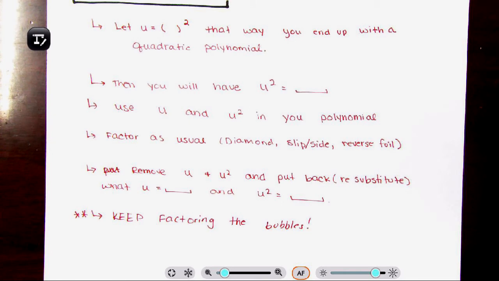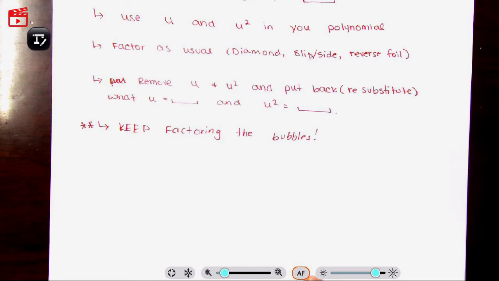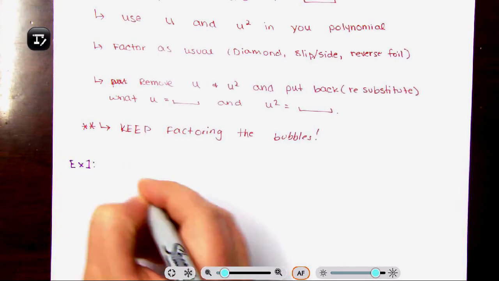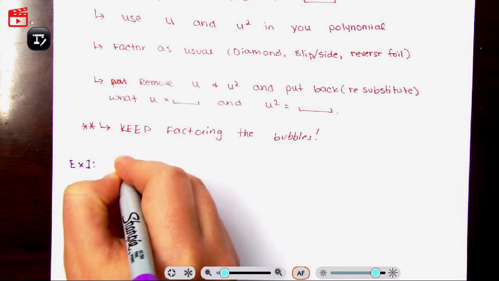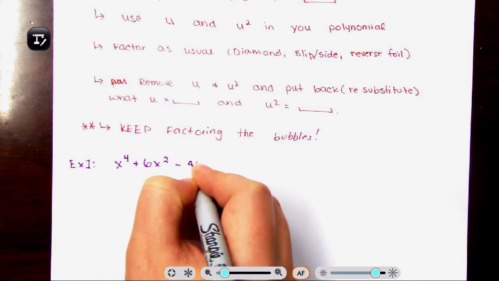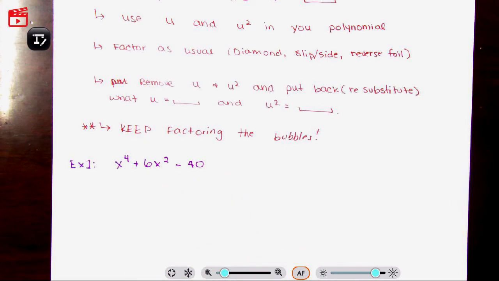The best way to learn is through an example, so let's jump right into an example. Here's example 1. We have x to the 4th power plus 6x squared minus 40, and our objective is to factor.